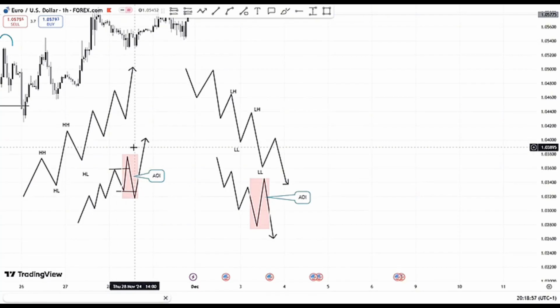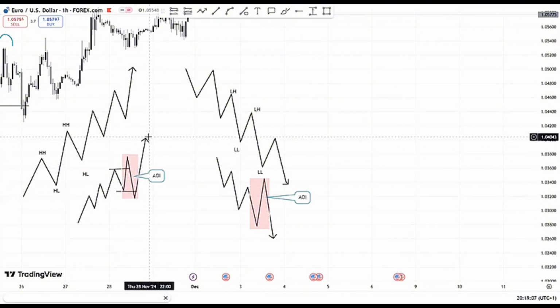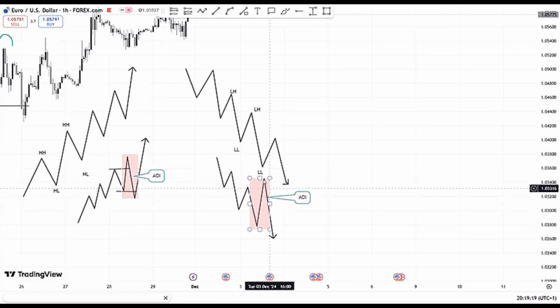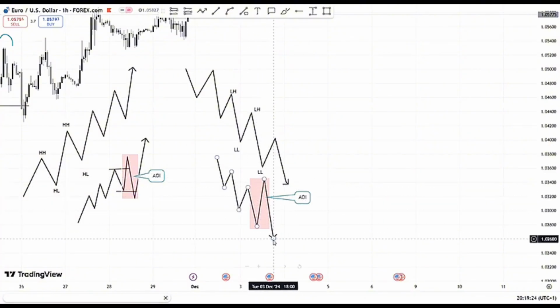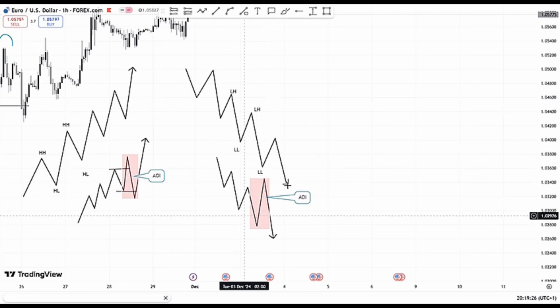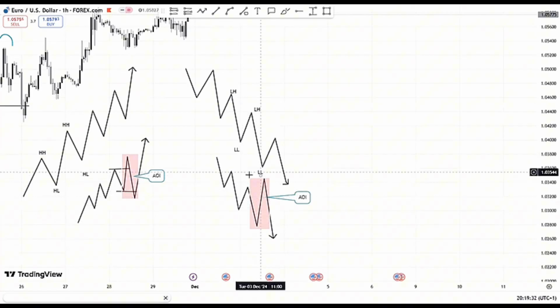So take note that for a bullish scenario, it is compulsory, it is mandatory, that price creates a higher high. If price doesn't create a higher high, then that won't be referred to as a true AOI, which is called Area of Interest. While for a bearish scenario, it is mandatory that price must create a lower low for that area to be concluded as an AOI. Is that clear?